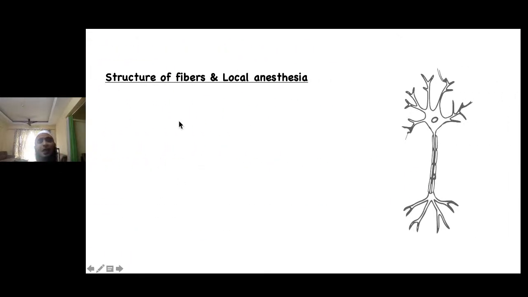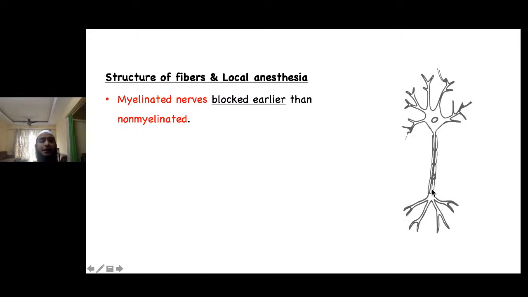Next, the pharmacological action which is related to the structure of the fiber, and how local anesthesia changes with a change in the structure of the fiber. First, we know that a nerve may be myelinated or unmyelinated in nature. The axons of myelinated nerves are surrounded by myelin tissue, and there are some nerves where the axon is not surrounded by myelin tissue.